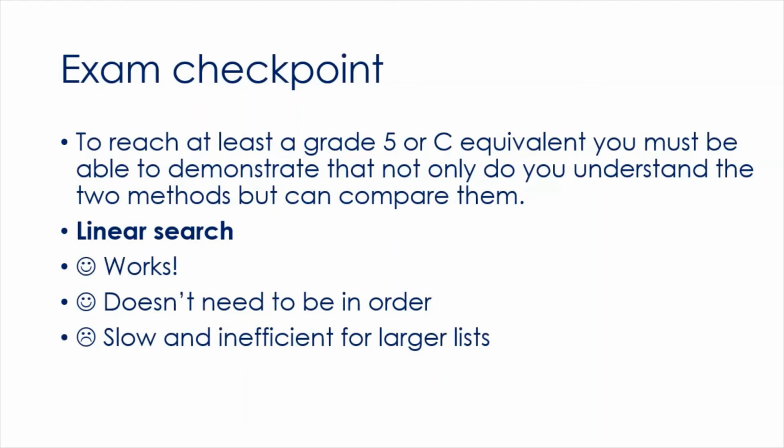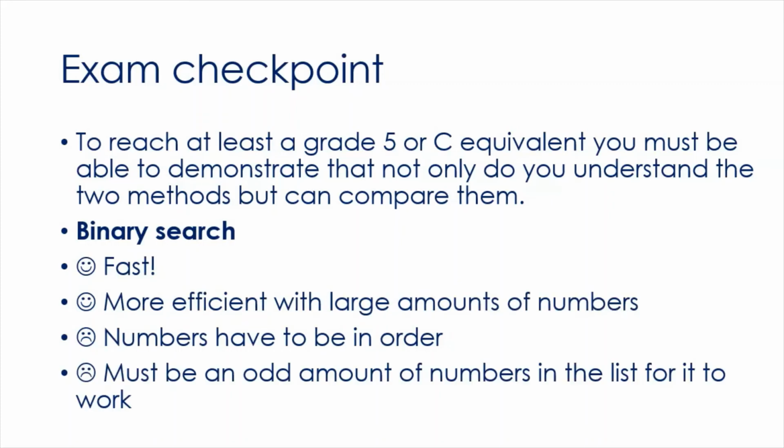Negatives: it's slow, and for larger lists, it would be inefficient. It wouldn't work as well. It would find the item, but it would do it much more slowly. Whereas the binary search is fast. Certainly much quicker than linear search for larger lists. It's more efficient with large amounts of numbers. Negatives include numbers have to be in order, as we noted before, and there must be an odd amount of numbers in the list for it to work.